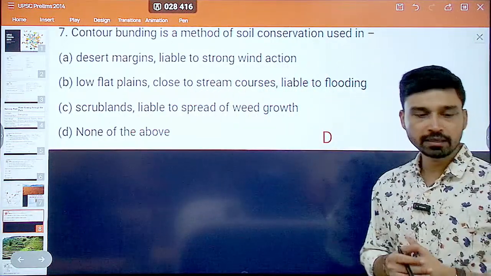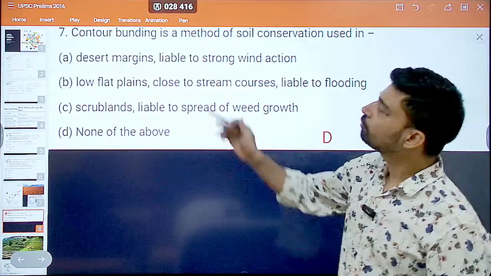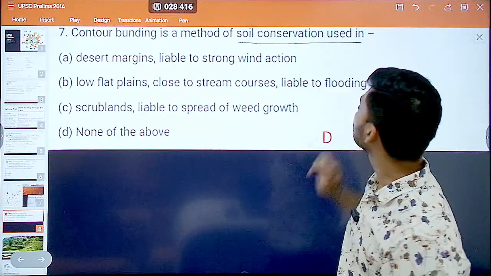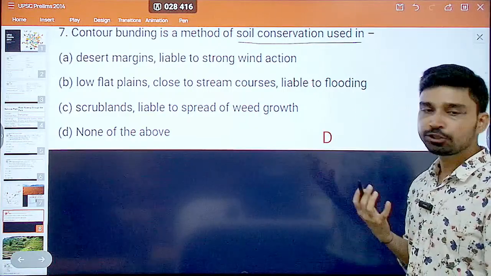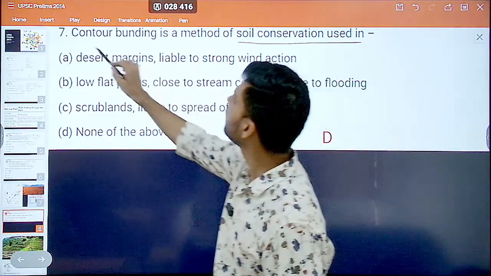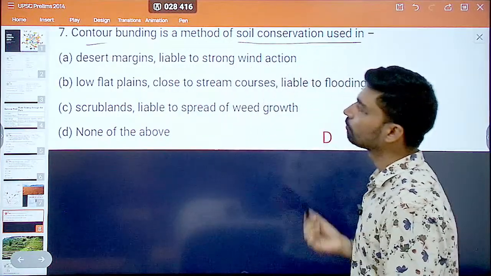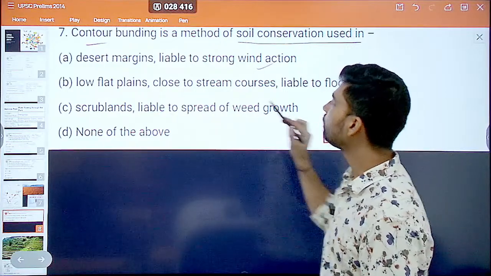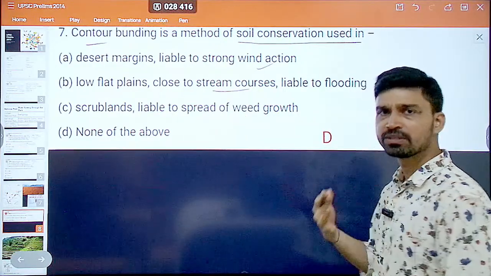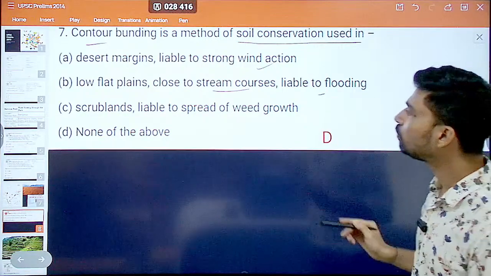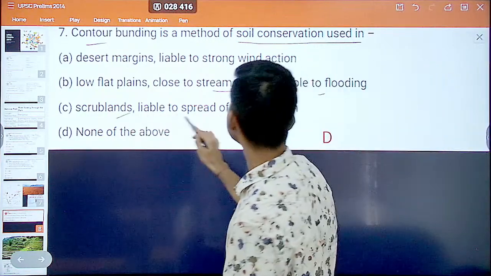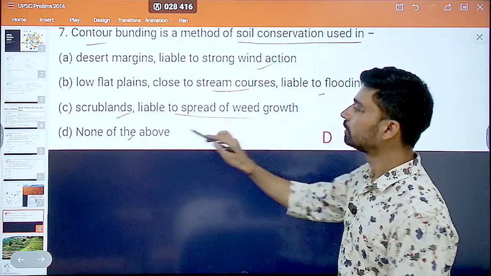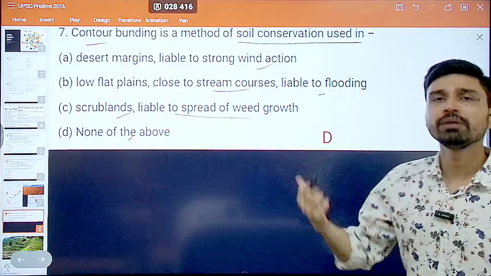Next question is again related to agriculture, where the question is asked that contour bunding is a method of soil conservation which is used in which kind of areas. The first is desert margins, where we have very strong wind; low flat plains close to stream courses, that means river courses, river banks, that is liable to flooding; scrub lands, that is liable to spread of weed growth; and last, none of the above, that is, it is used in some different kind of area.